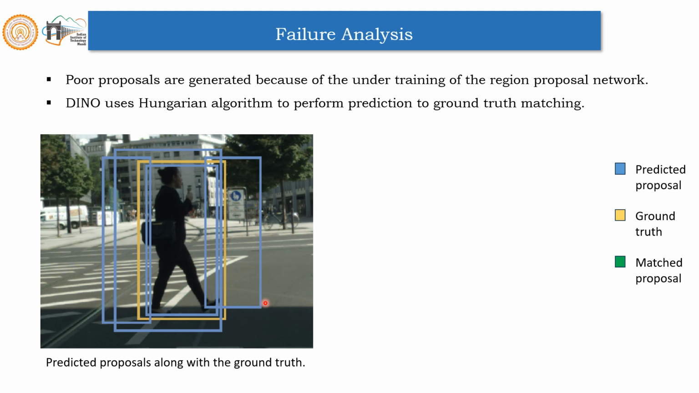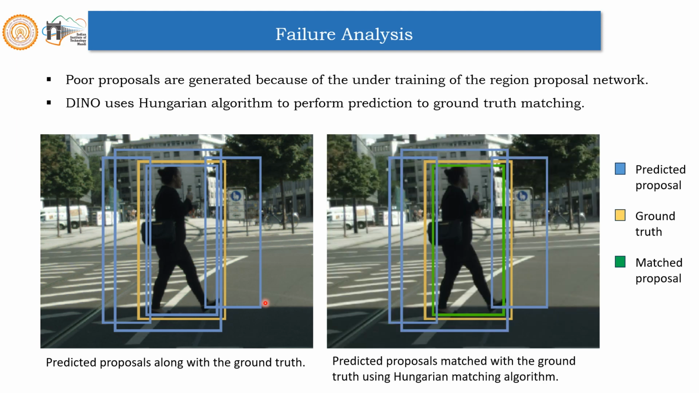Now, when we assign the task of matching to the Hungarian algorithm, the Hungarian method generally creates a cost matrix which consists of the cost values between every proposal and every ground truth, and the Hungarian algorithm optimizes on this cost matrix to find the proposal with the minimum cost. The green color bounding box was the one that was matched to the ground truth with the least cost.